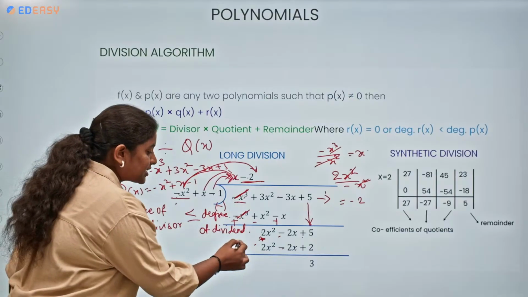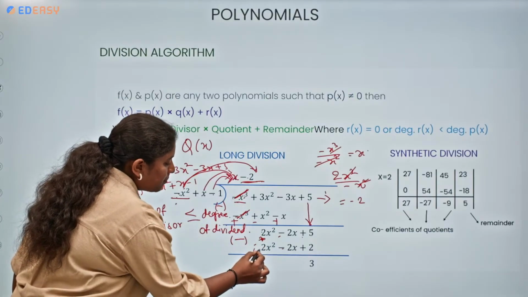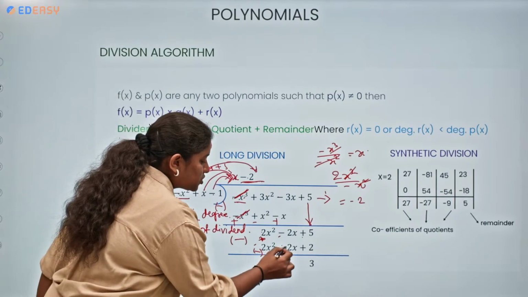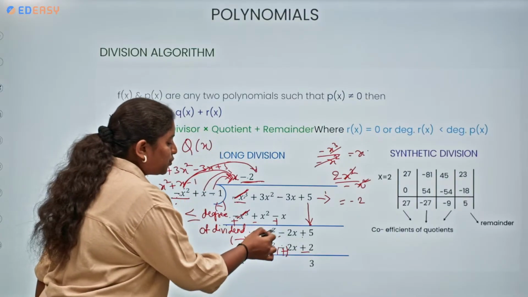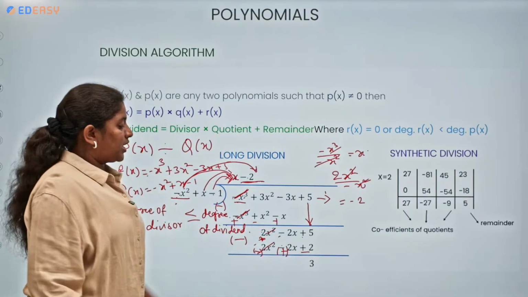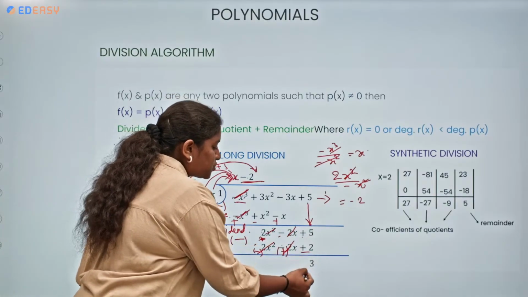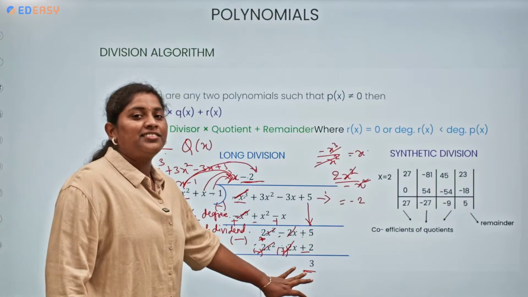Now what will we take? Subtraction. Now plus 2x square will become minus 2x square, and here minus 2x will become plus 2x, and plus 2 will become minus 2. Now 2x square cancels. Plus 2x minus 2x once again cancels. 5 minus 2 will give you 3. So finally we got the remainder as 3.